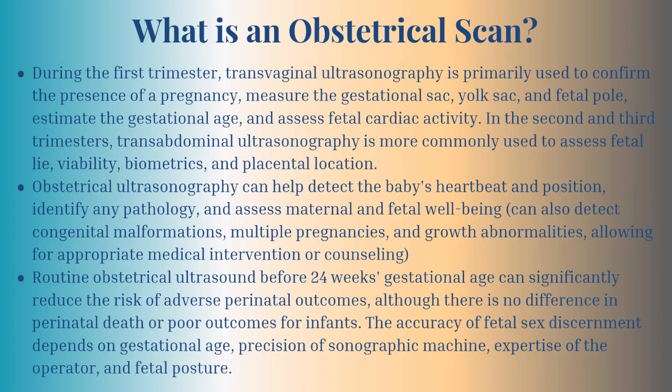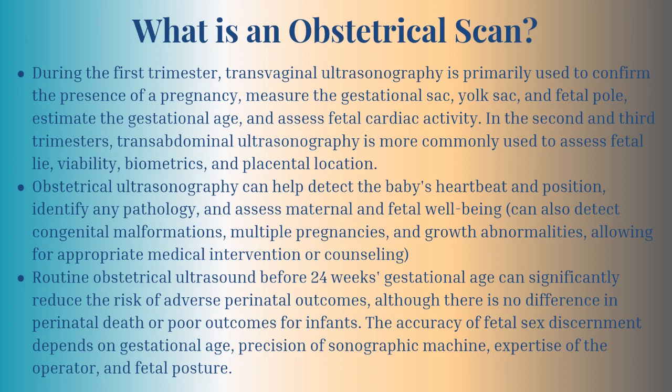As stated before, in the first trimester transvaginal ultrasonography is primarily used to confirm the presence of a pregnancy, measure the gestational sac, the yolk sac, and the fetal pole, estimate the gestational age, and assess for fetal cardiac activity. In the second and third trimesters, transabdominal ultrasonography is more commonly used to assess fetal lie, viability, biometrics, and placental location. Obstetrical ultrasonography can help detect the baby's heartbeat and position, identify any pathology, and assess maternal and fetal well-being.